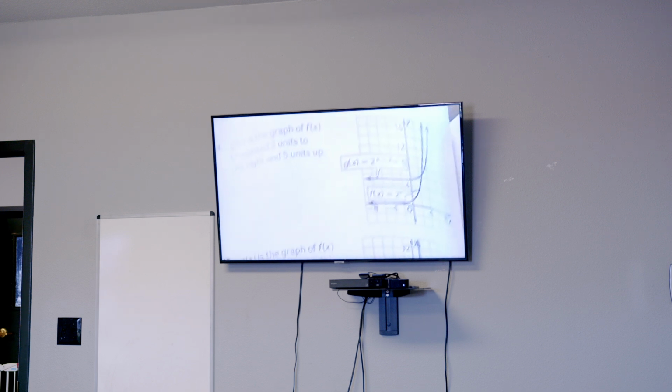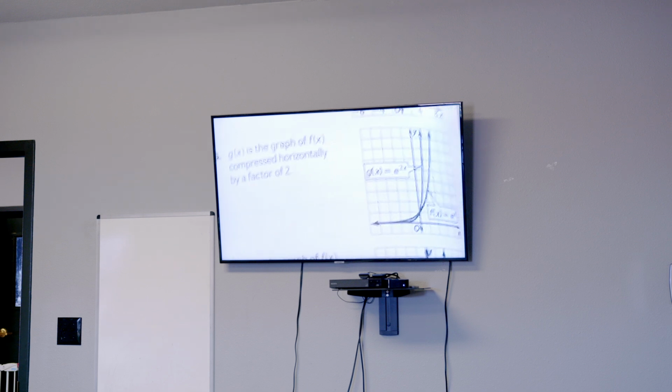Translated 2 units to the right and 5 units up. So I got 5 units up. Did you get the 2 units at all or no? What did I write? So 2 to the right. Oh no, I said 2 down, 5 right. I mixed them up. You flip them around.